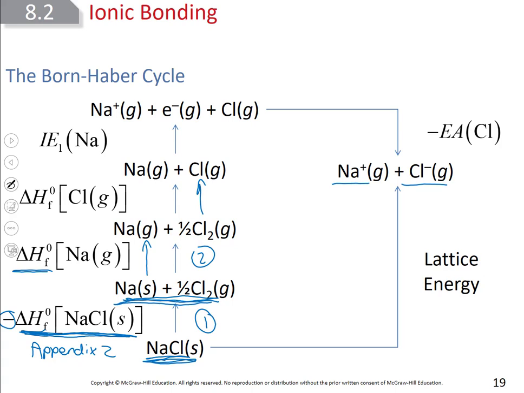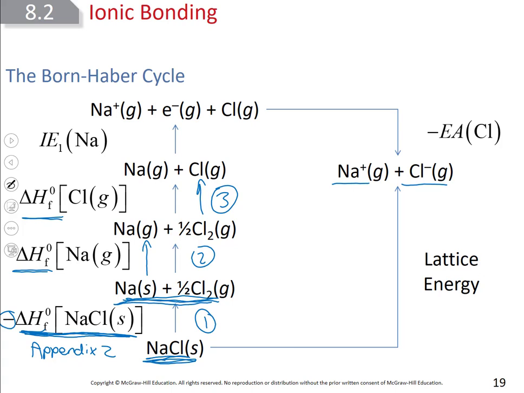Again, because that's not a standard state, there's going to be a standard enthalpy of formation for that. And again, we can find that in Appendix 2. So there's our third step. Step 3, take our nonmetal, go into the atomic form. So those first 3 values we can get from the appendix. 3 down, 2 steps to go.